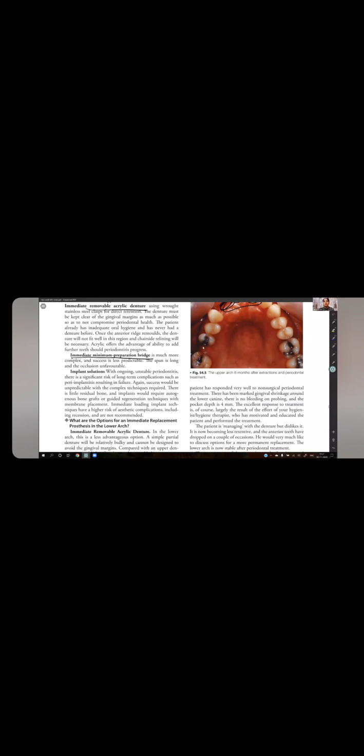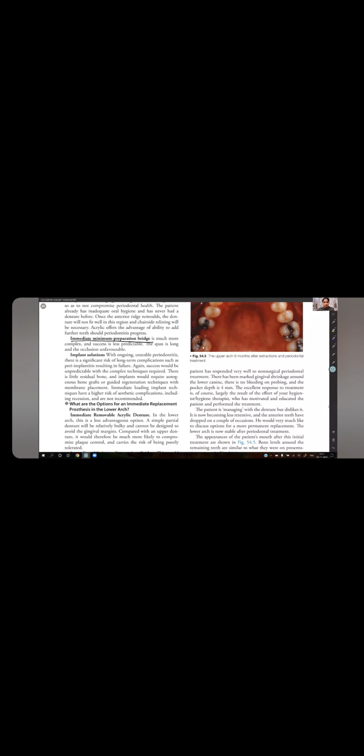The patient already has inadequate oral hygiene and has never had a denture before, and once the anterior ridge resorbs and remodels, the denture will not fit, and you might even require relining of it. Acrylic offers the advantage that you can add more teeth in future if his periodontitis progresses. Apart from that, you can give a Maryland bridge. It is much more complex, success is less predictable, the span is really long, and the occlusion is unfavorable.